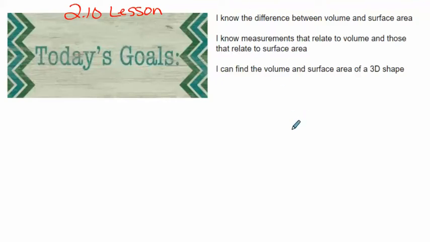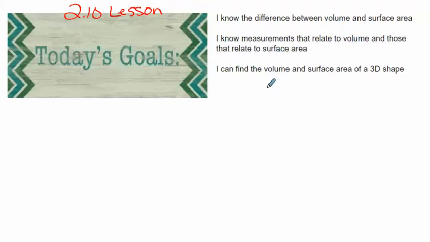All right, I'm going to do a quick review of lesson 2.10. So we're talking about volume and surface area. We've been talking about surface area, which is looking at covering a figure, whereas volume is looking at filling, or the capacity of a figure. So we want to look at the measurements that go with volume and those that relate to surface area.